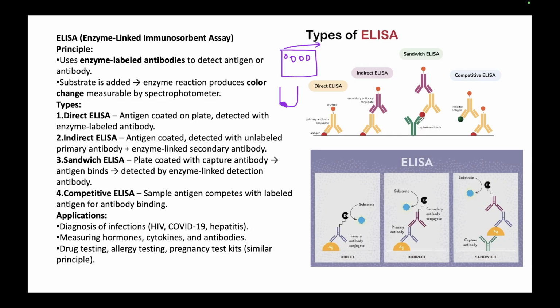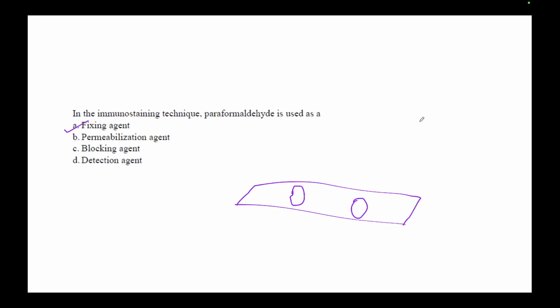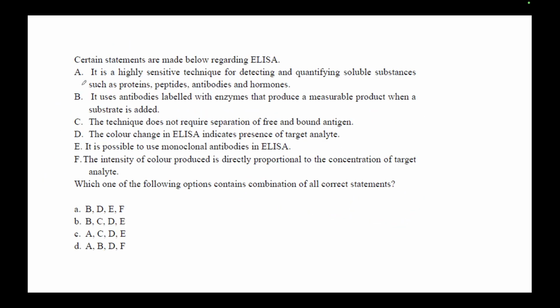Another one which has lesser antibodies will give less signal, because unbound antigen will come off, so less signal intensity. So you can use this for quantification. Okay, so the first one is correct. Quantification you can do, which is a highly sensitive technique.